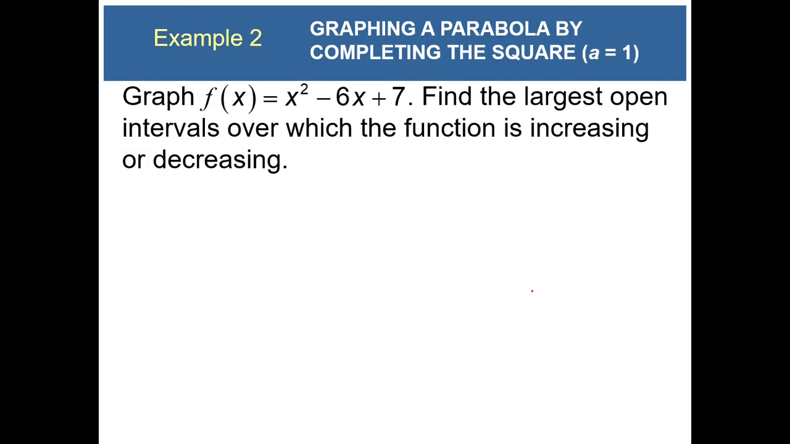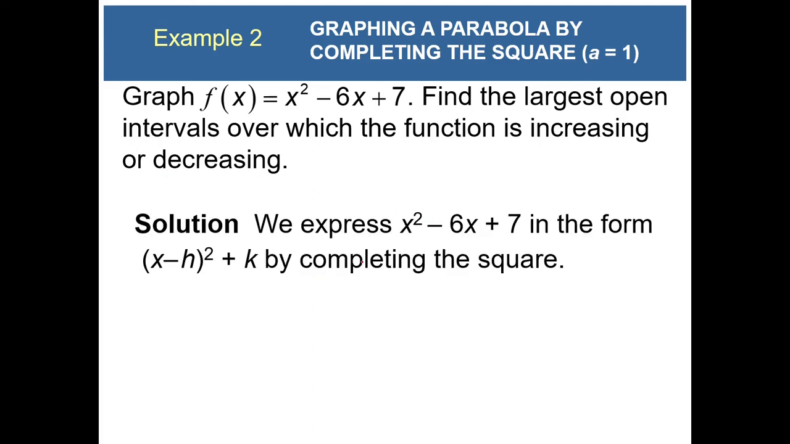Example 2, we want to graph x squared minus 6x plus 7. Find the largest open intervals for which the function is increasing or decreasing. We want to convert x squared minus 6x plus 7 into that nice vertex form, so I can read off the vertex h and k. We want to express it in the form x minus h squared plus k by completing the square. This will allow us to read the vertex h and k, and we'll be able to plot it by translation.